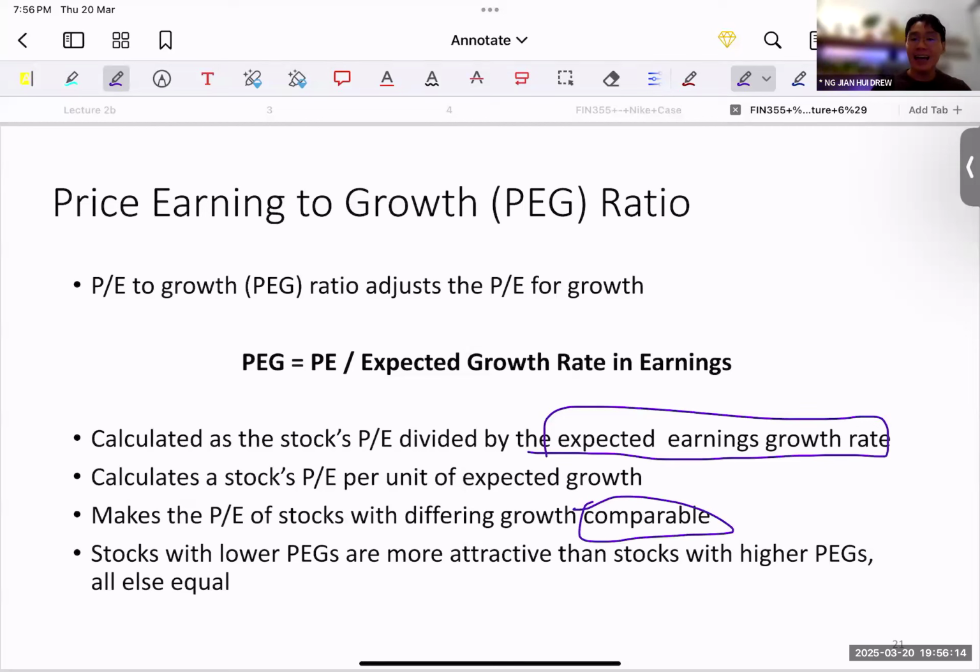Like what I mentioned earlier, the idea is that different stocks are growing at different paces. So by taking PE divided by growth, we are able to compare stocks growing at different rates. So stocks with lower PEG are more attractive than stocks with higher PEG, right? The same idea as PE, right? We want to determine the low PE because low PE means undervalued. So lower PEG similarly is more attractive.